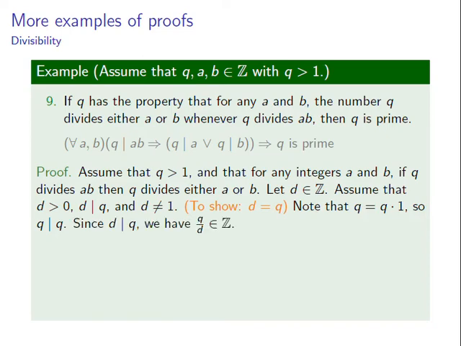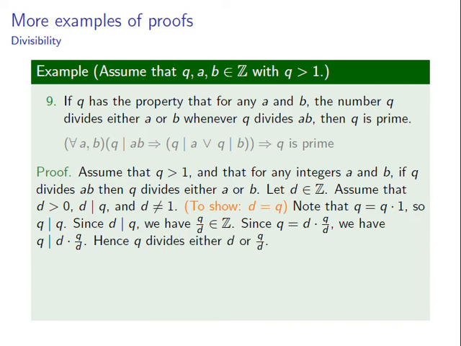Since D divides Q, the quotient Q over D is an integer. Since Q is the product of D and the integer Q over D, and Q divides itself, it follows that Q divides the product D times Q over D. Hence, by the hypothesis, Q divides either D or Q over D. Observe that the disjunction "either Q divides D or Q divides Q over D" is equivalent to the conditional sentence, "if Q does not divide Q over D, then Q divides D."